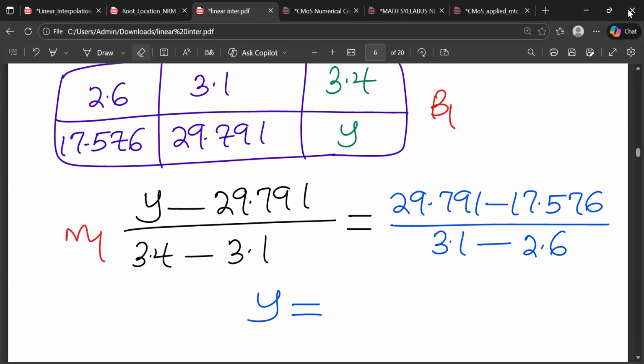So we are going to take so many questions concerning linear interpolation and extrapolation. So many.